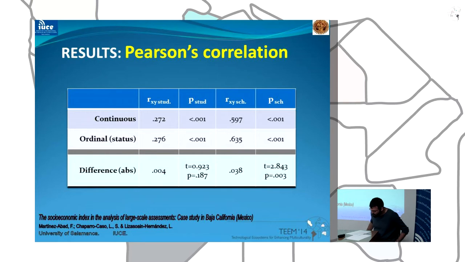Calculating the Pearson correlation using as research subjects the students and the schools, the difference was significant in schools. The results verified that the ordinal socioeconomic index, based on the structure of Baja California, performs better than the continuous one, at least in the case of schools. There is the significance.